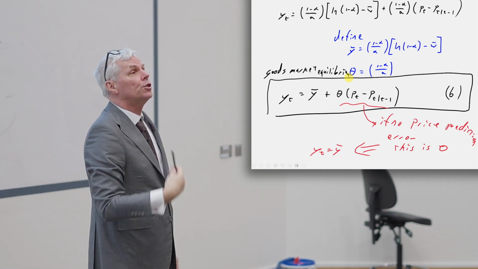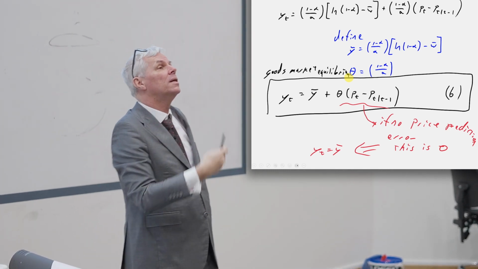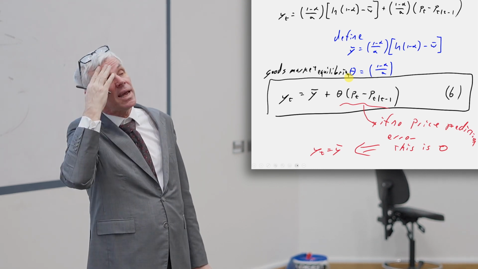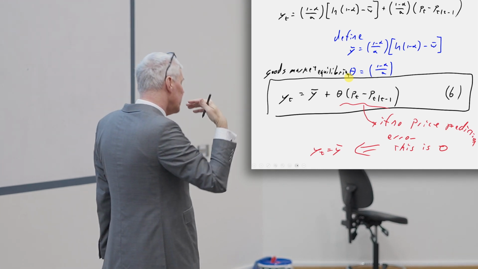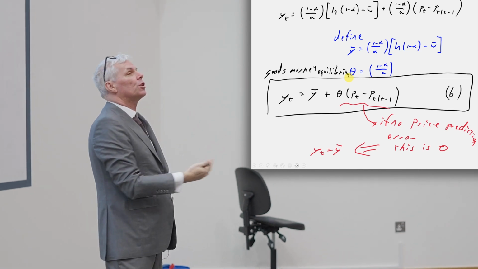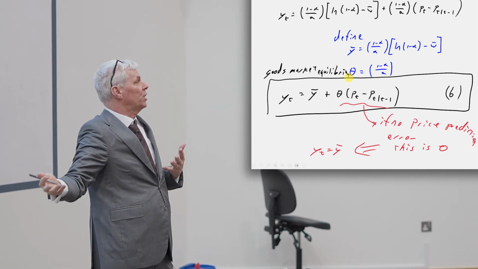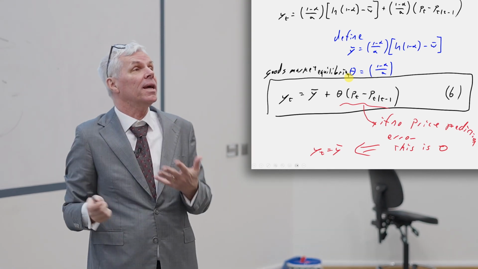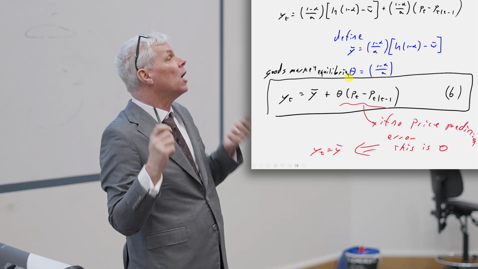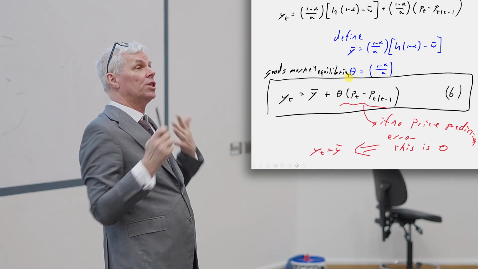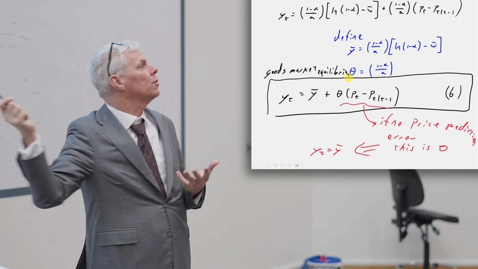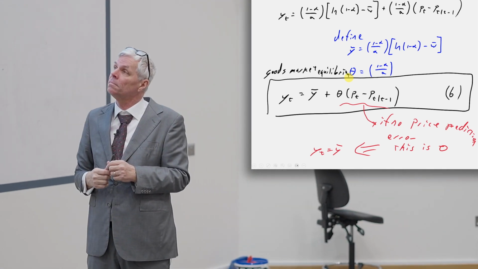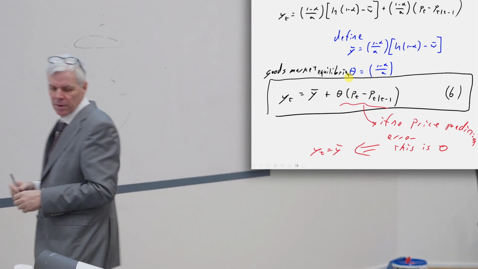It comes down to output being determined by price prediction errors. The same way in the augmented Phillips curve, unemployment was determined by inflation prediction errors. Or in the aggregate supply, aggregate demand model, in short-run aggregate supply, output was determined by inflation prediction errors. Here we've got price prediction errors, a very similar idea.